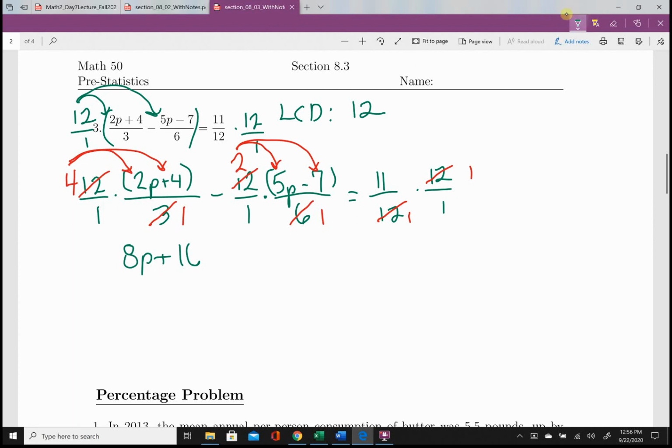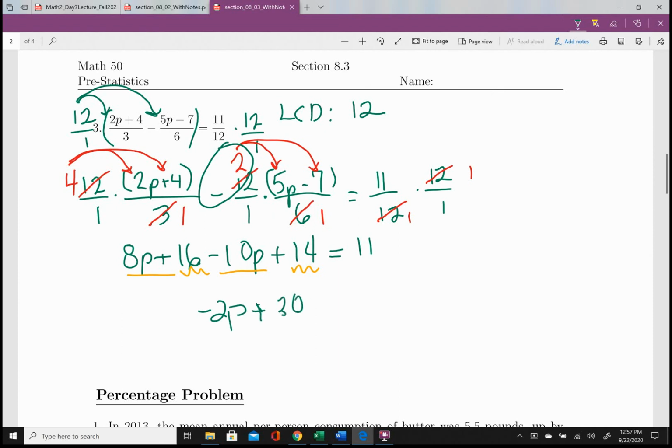And then again, sorry, it's a negative 2 that gets distributed. So that'll give you a negative 2 times 5p will be a subtracted off 10p. Negative 2 times negative 7 will be a plus 14. And then everything cleaned up over here will just give you 11. We have like terms we need to combine, the p's and the constants. On the left-hand side, this is looking very familiar from the previous problem. We'll have negative 2p plus 30 is equal to 11. Let's go ahead and subtract 30 from both sides.